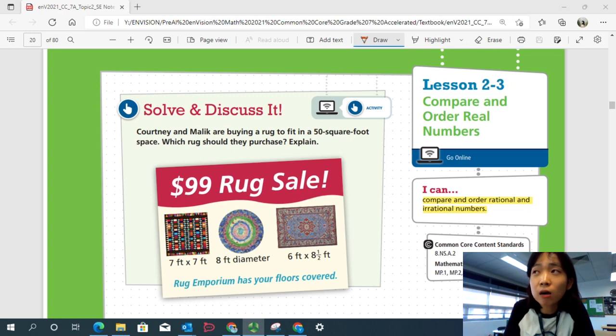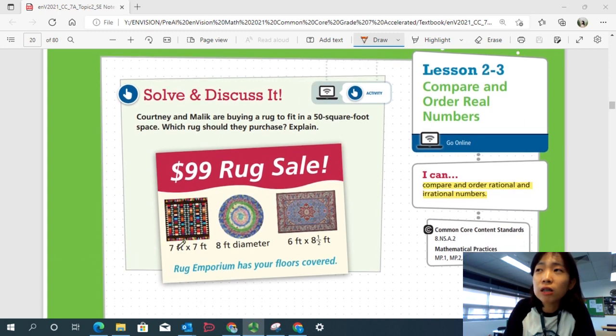Courtney and Malik are buying a rug to fit in a 50 square foot space. Which rug should they purchase? Explain. So if you look at this poster, it says $99 rug sale. And we got different kinds of rugs, right? The first rug has dimensions of 7 feet times 7 feet. The next one is a circle. It has an 8 feet diameter. And the third one is a rectangle, 6 feet by 8.5 feet.